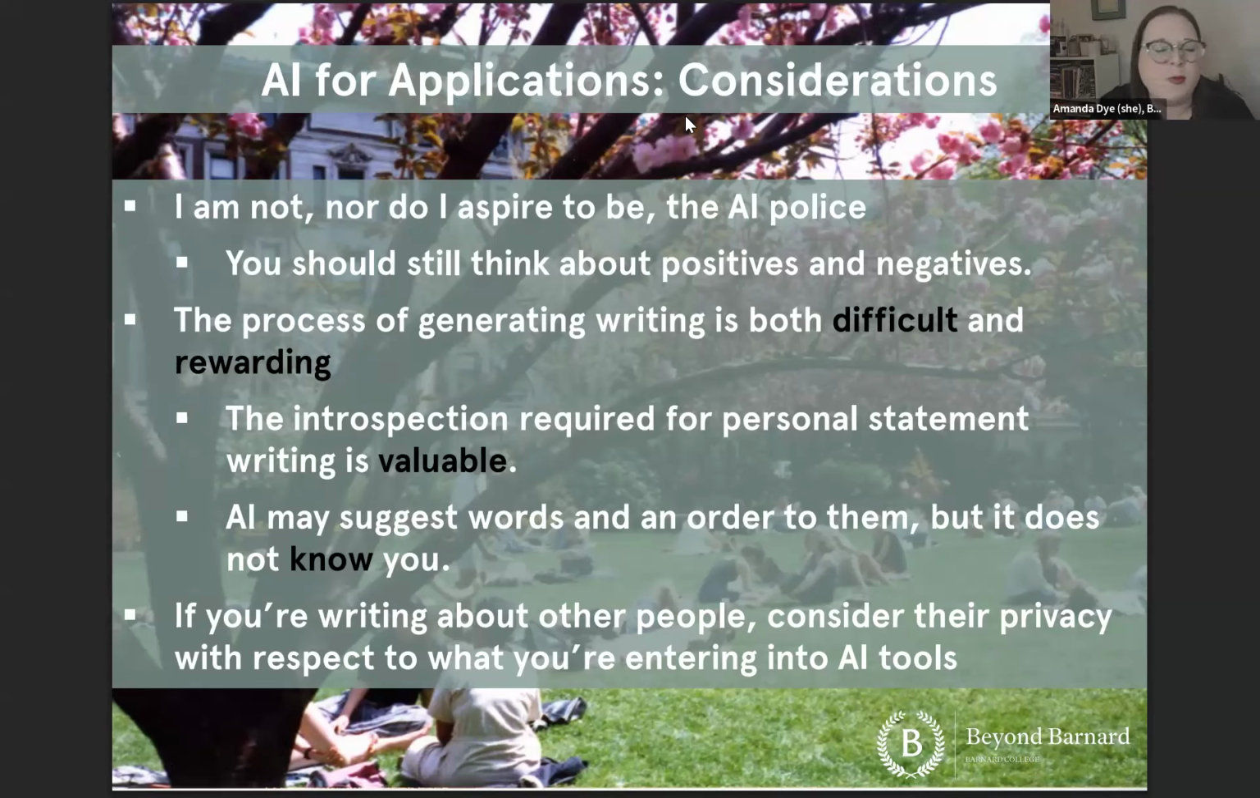If you're writing about other people as well, especially if you're telling a story about a patient encounter, a family member, whatever, consider their privacy with respect to anything that you might be sharing with the GPTs and whatnot. I think it's important to acknowledge that as well.